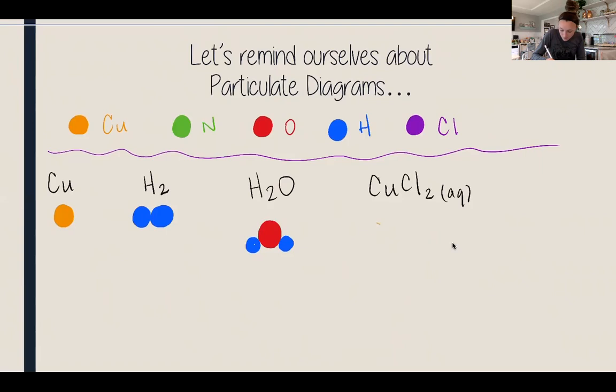I've got copper. And then I have 2 chlorines.